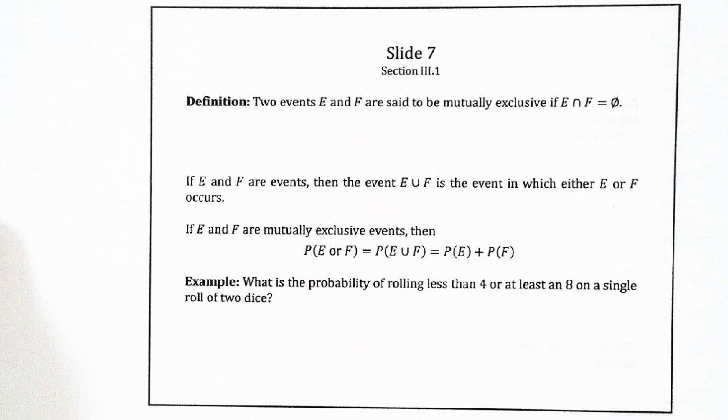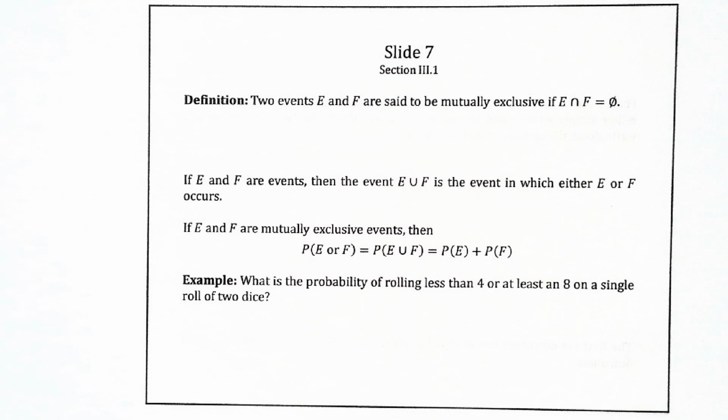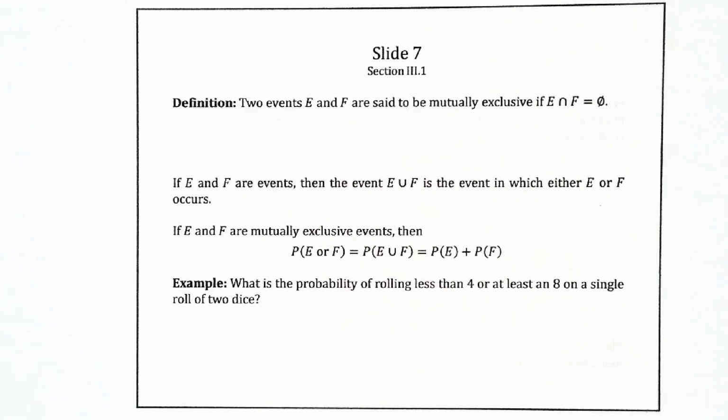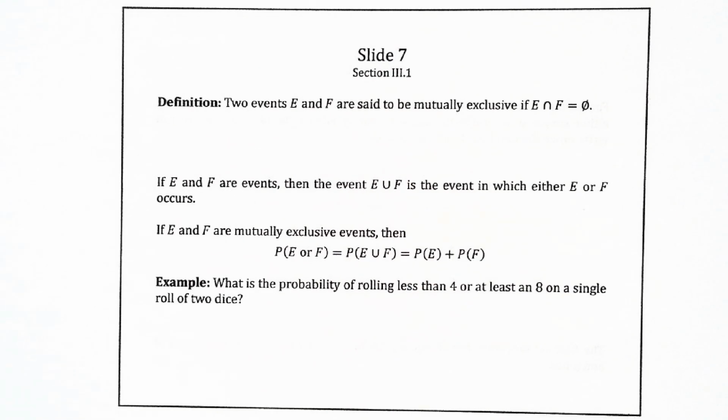This is the third mini lecture for section 14.1. Okay, two events are said to be mutually exclusive if their intersection is the empty set. Okay, so in terms of events and probability, what this means is that they can't both happen at once.